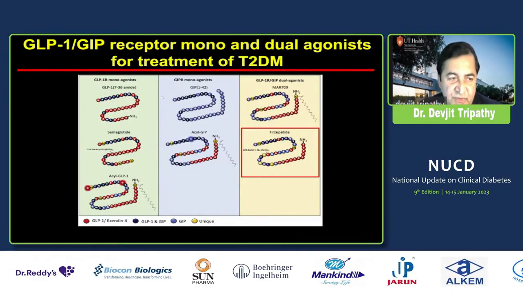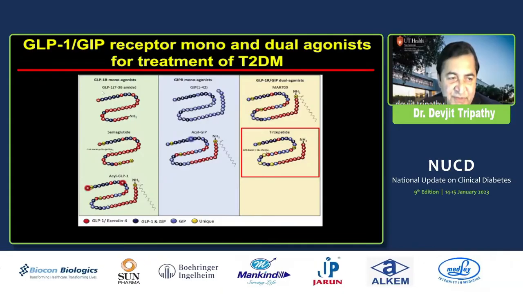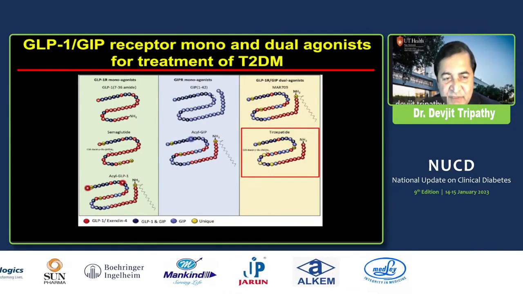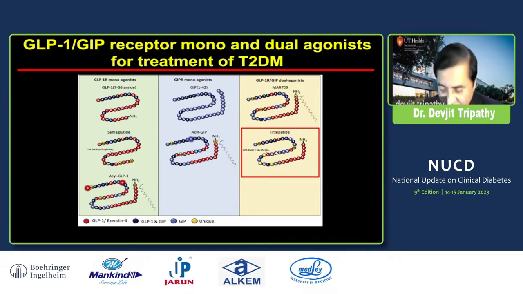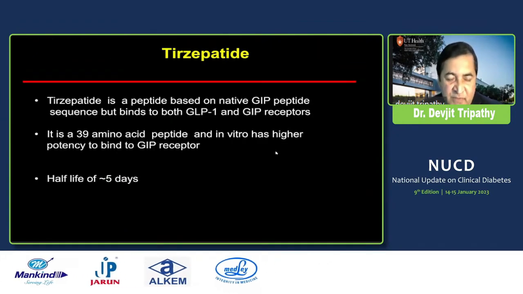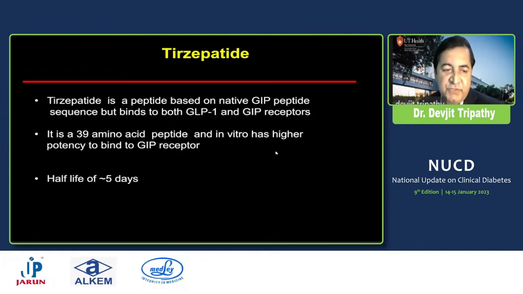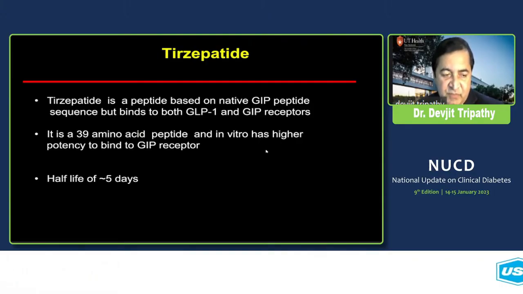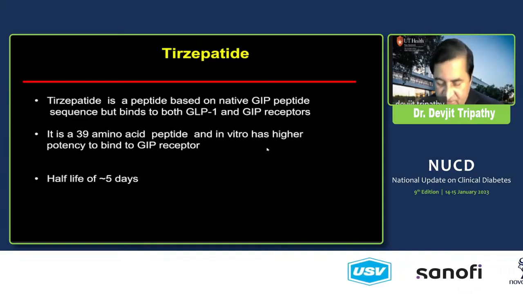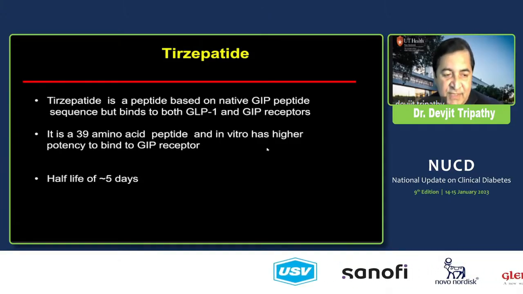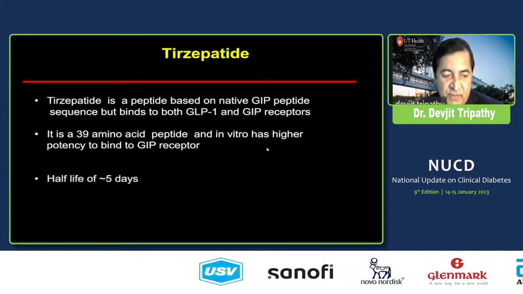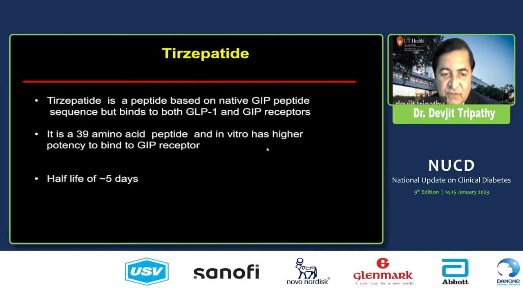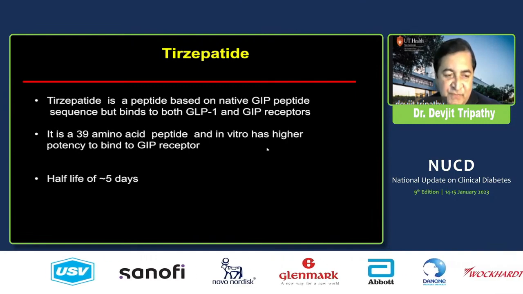These are the structures of native GLP-1 and GIP. GLP-1 has about 30 amino acids, GIP has 42, and tirzepatide has 39 amino acids. Tirzepatide is a peptide which basically has the backbone of GIP. It mainly acts like a native GIP. In vitro studies have shown that it is more similar to native GIP in terms of efficacy in animal models, binding affinity and cyclic AMP generation, and is less than native GLP-1. The half-life is 5 days, which is why you can have once-weekly dosing.